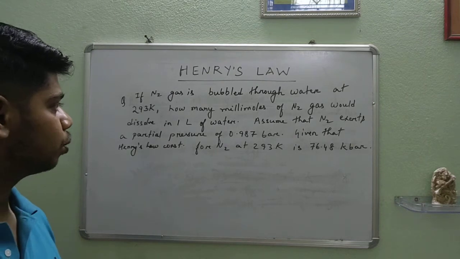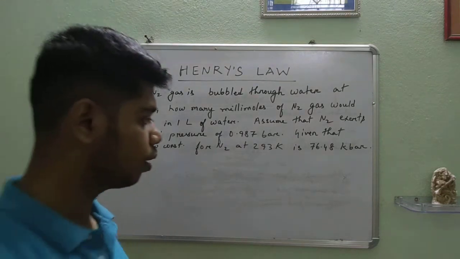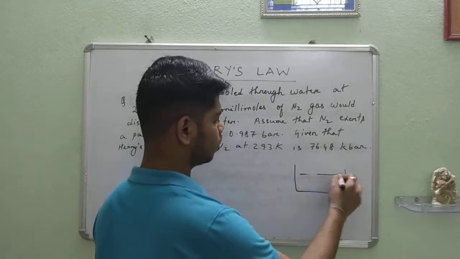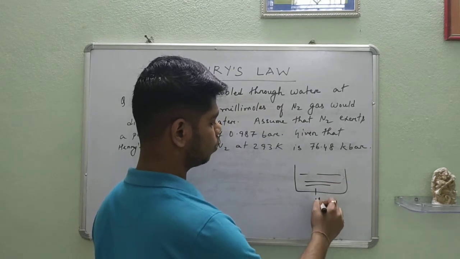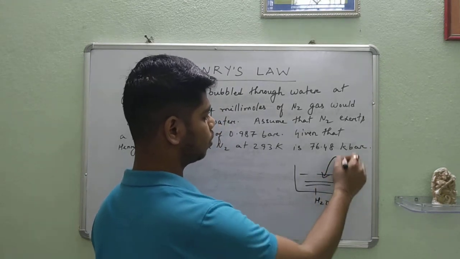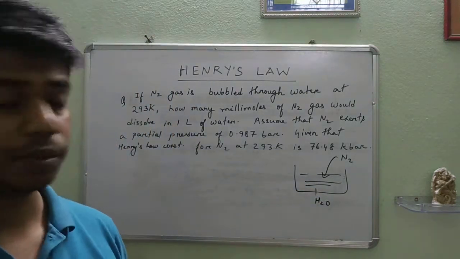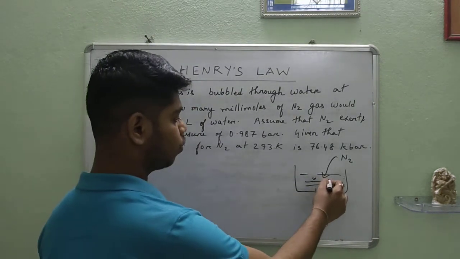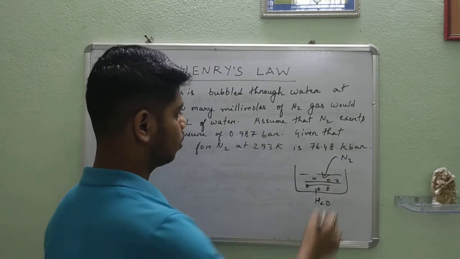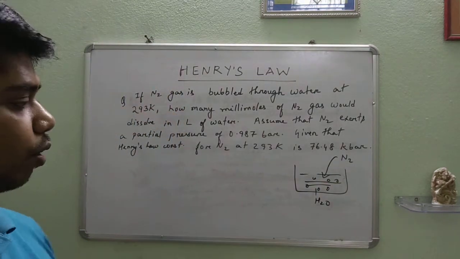Okay, so there is water. Water is the solvent here. This is water, H2O. Nitrogen is bubbled. That means it is made to be dissolved in water. Nitrogen is made to be soluble in water.